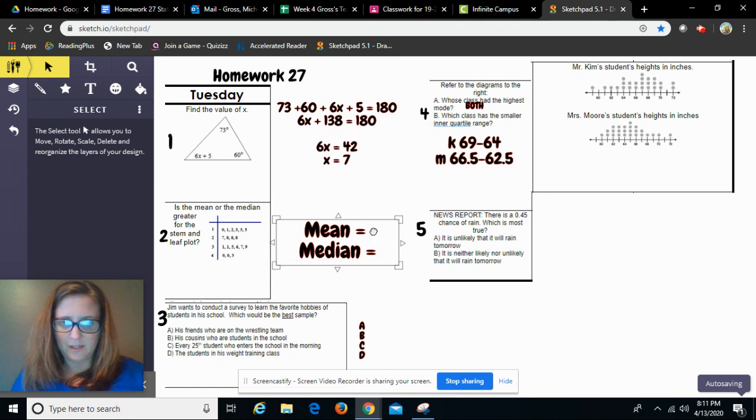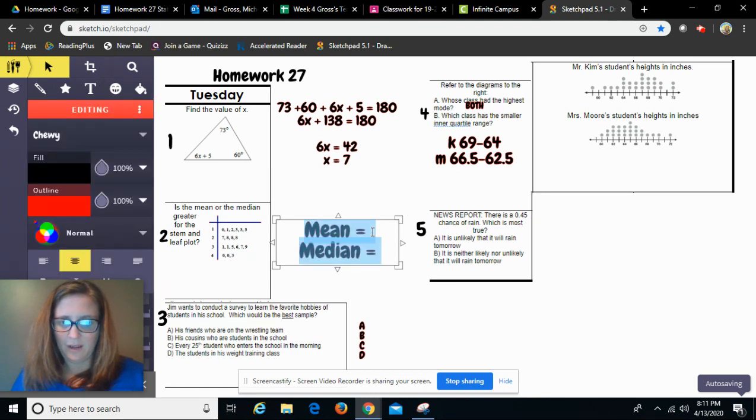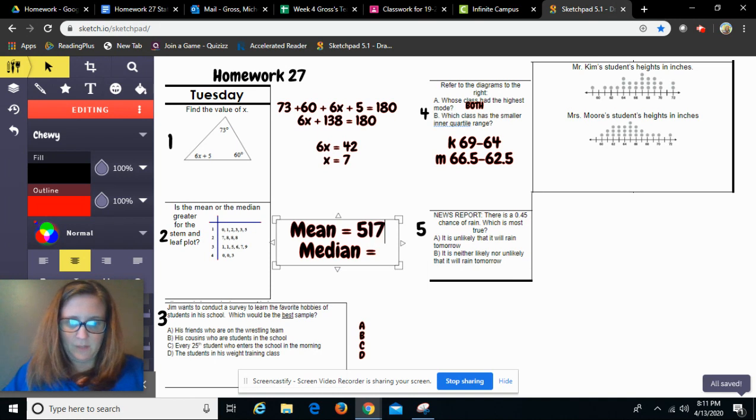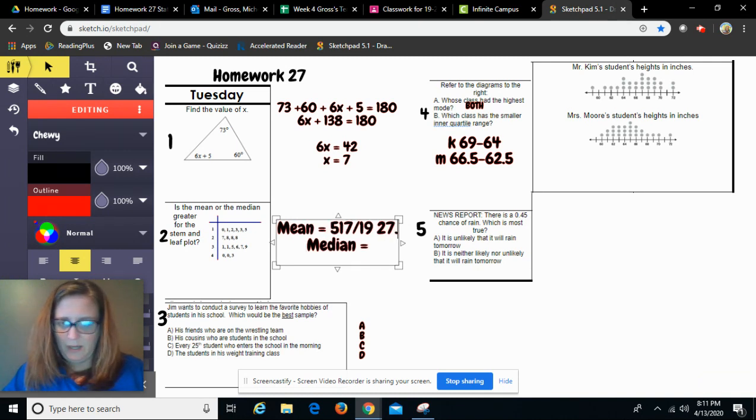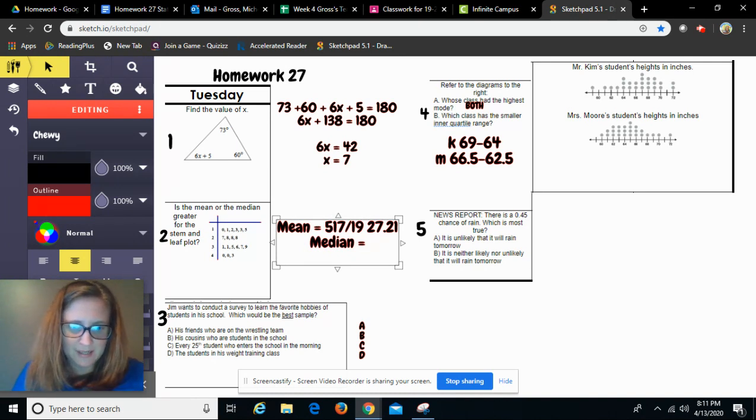And let's see if it'll let me add it in here. When I added it, I got 517. Check me on my work, make sure I did it right. And there are 19, so I divide 517 by 19, and I get 27.21.